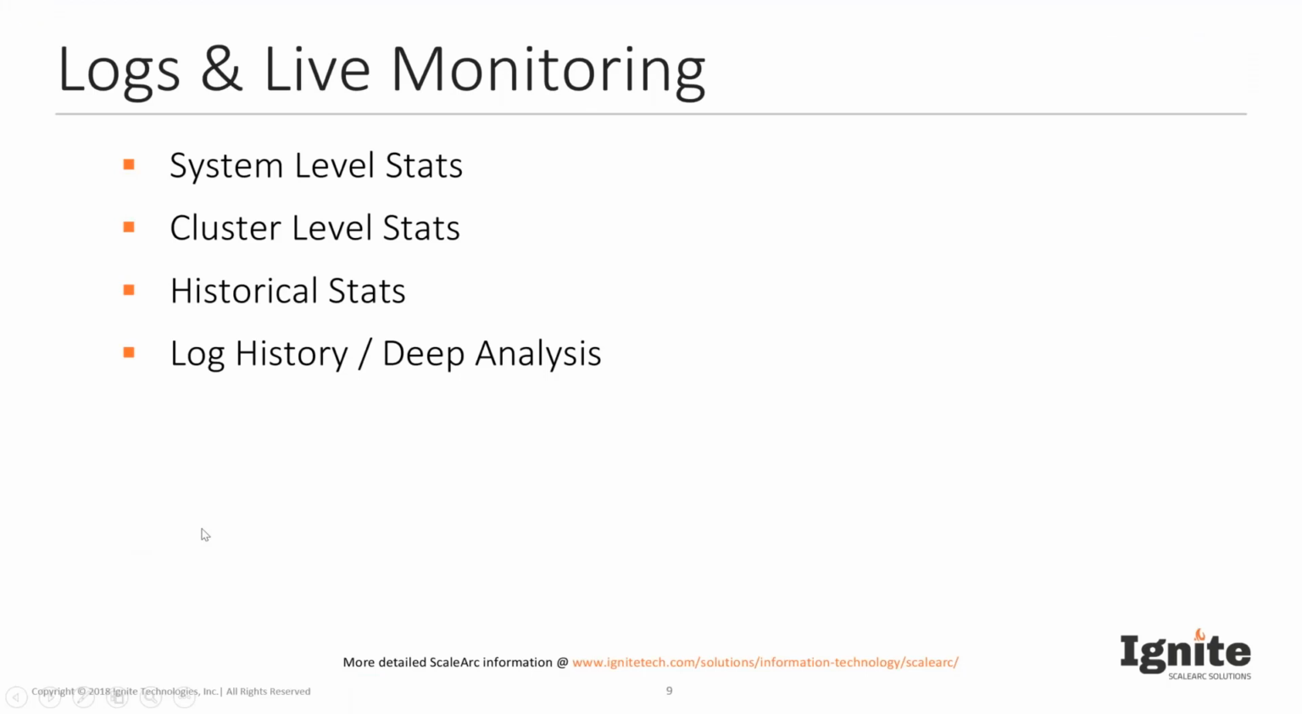So we went through system level stats. I showed you how to look at system level granularity. We went to a cluster level. We looked at the historical stats, which are essentially three different views of similar data, with slightly different granularity and a slightly different perspective in terms of the sample size of the data. But in general, those are the live monitoring aspects.